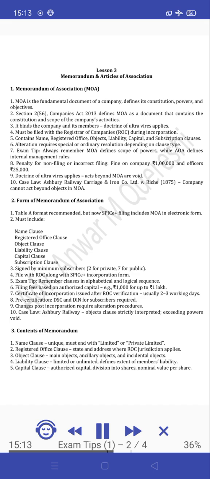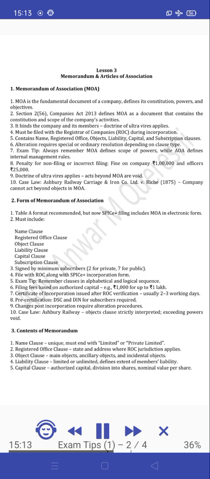10. Case law: Ashbury Railway. Objects clause strictly interpreted. Exceeding powers void. 3. Contents of memorandum. 1. Name clause: Unique, must end with Limited or Private Limited. 2. Registered office clause: State an address where ROC jurisdiction applies. 3. Object clause: Main objects, ancillary objects, and incidental objects. 4. Liability clause: Limited or unlimited, defines extent of members' liability.